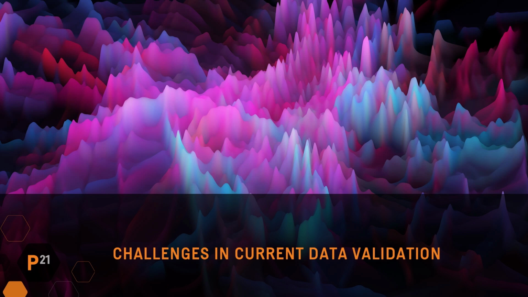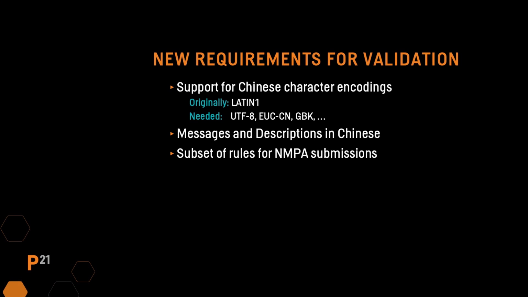Now that we understand the basic requirements, let's discuss the challenges that they present for data validation. Well, first of all, it introduces a number of new requirements that we didn't have before. One is the introduction of additional encodings. When we work with English language data, we only had to worry about Latin 1, and that's what Pinnacle 21 supported for the last 12 years. However, with Chinese data, we need to expand that to support additional encodings. For example, UTF-8, EUC-CN, GBK, and potentially others.